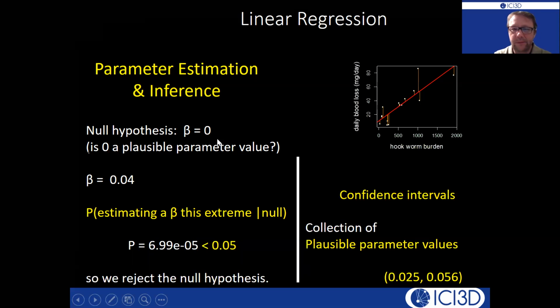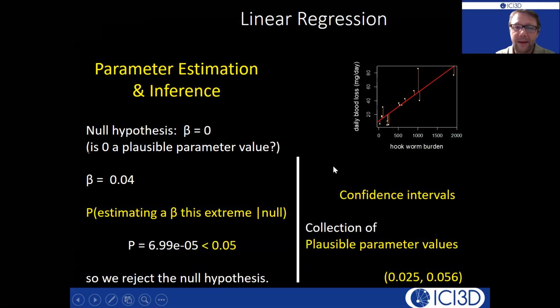we can also get confidence intervals for the parameter value. Confidence intervals are really a collection of plausible parameter values. One way to get confidence intervals, you probably remember from statistics, is using standard error and a z-score, a z-table, to get a 95% confidence interval. But there are other ways to get confidence intervals.